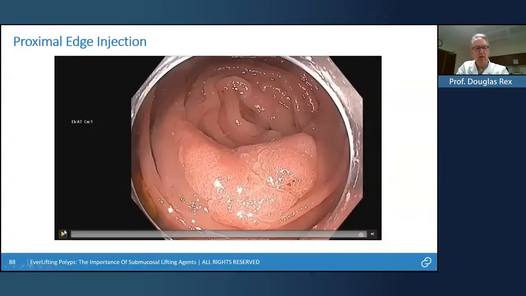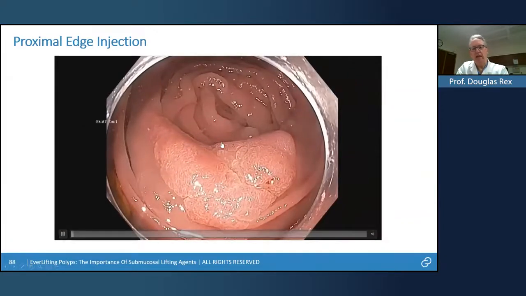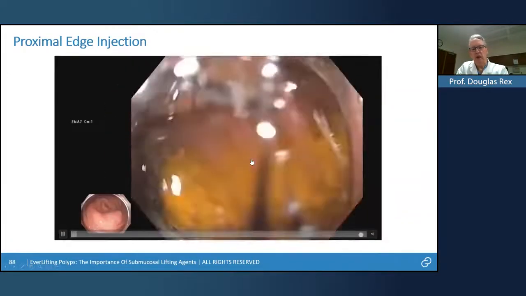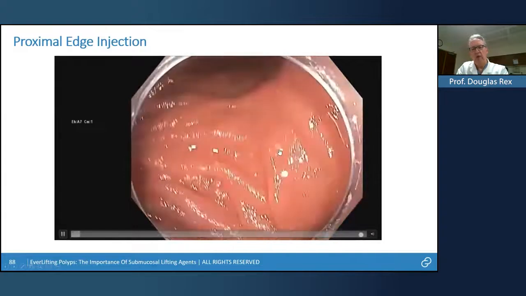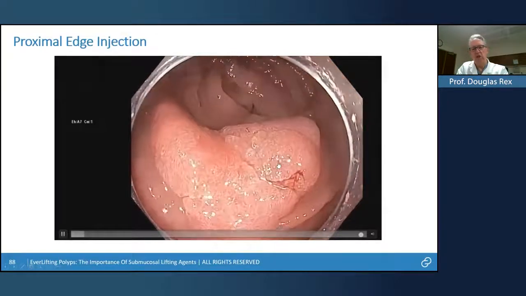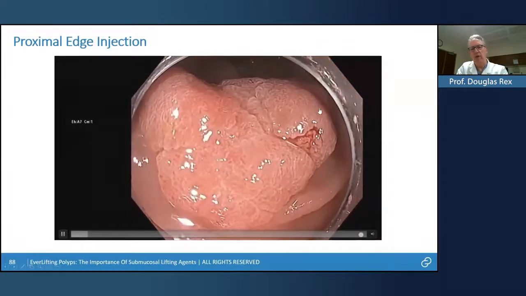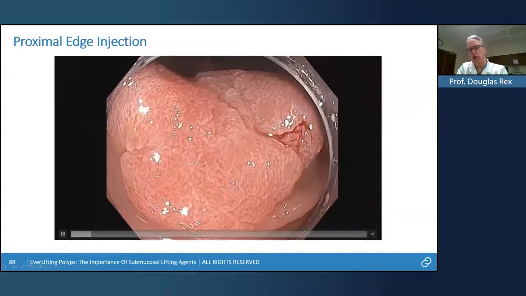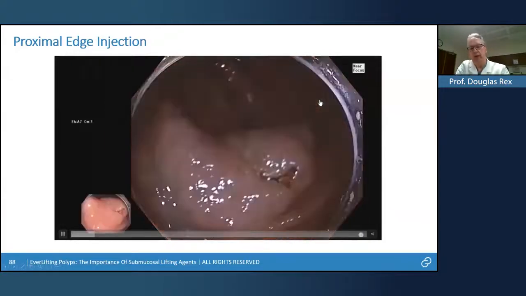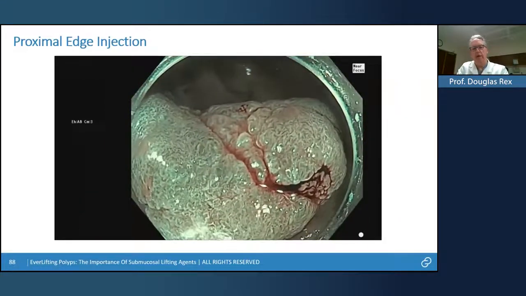This is a lesion that's down in the cecum. And again, you can see that it doesn't look perhaps like there's a lot of lesion on the other side of this little fold down in the cecum. But again, you should never underestimate how much polyp may be over there.